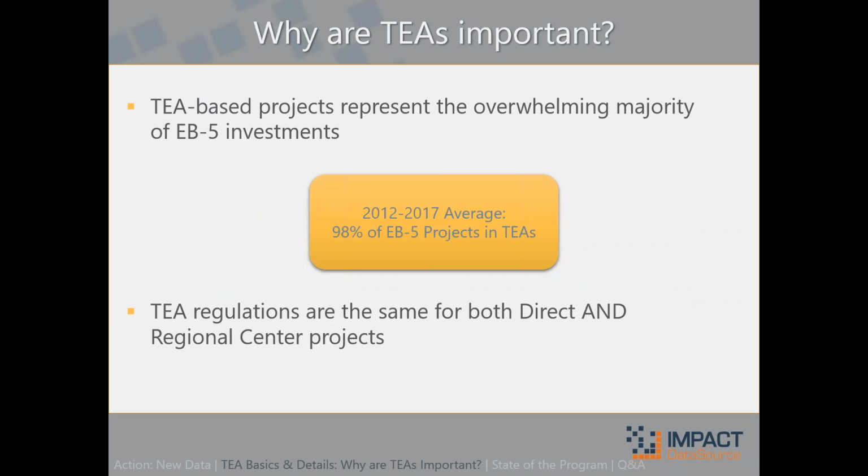So again, the majority of EB5 investments are in TEAs and continue to be in TEAs. A question we always get is, are the TEA rules and regulations the same for both direct and regional center projects? And the answer to that is yes. Regardless of whether you're doing a regional center project or a direct project, the TEA rules are the same.